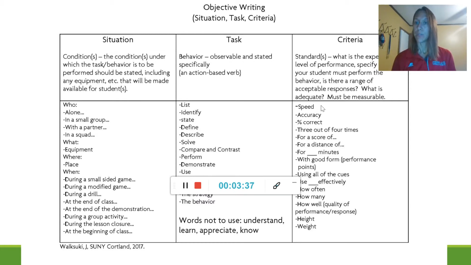Speed. By the end of the lesson, the situation, students will be able to swim 25 yards, which is the task, in less than a minute. And that's the criteria. It could be accuracy, percent correct. If you're giving a quiz, it might be the percent correct. When we're talking psychomotor, it's usually going to be speed, accuracy. It could be 3 out of 4 times. During task 3, students will be able to perform the forward roll correctly 3 out of 4 times. Okay? So use this as you're writing your objectives.